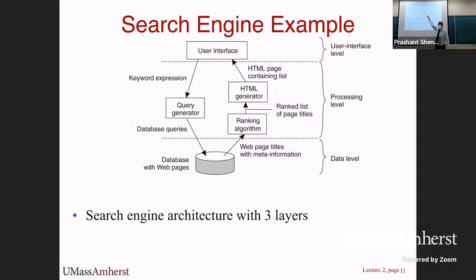That's the code of the application. That's our processing layer. And the very top is our user interface layer. In this case, it's very clear where the boundary of the client and the server is. Only the part that's at the client is the user interface. All of these other things are actually at the server end.